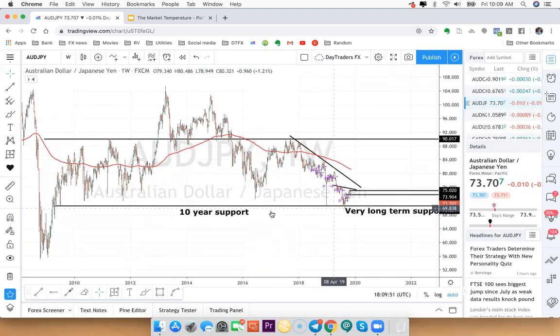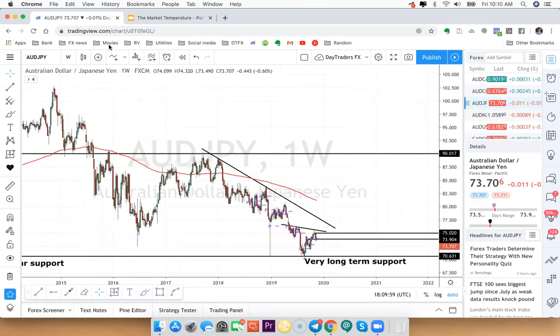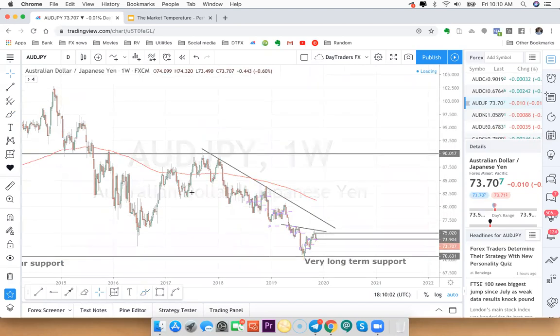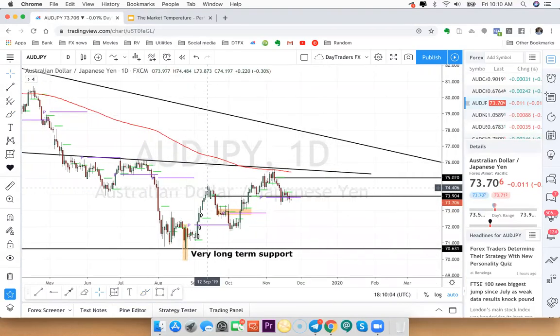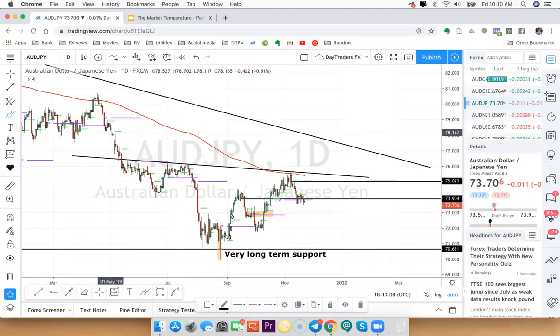Aussie yen has come off 10-year support multiple times here. In 2009 we hit, and it's coming off that level again. We've got great upper targets on this Aussie yen, and a couple of lower targets as well. And what do we have right here? The good old patterns that we look for.